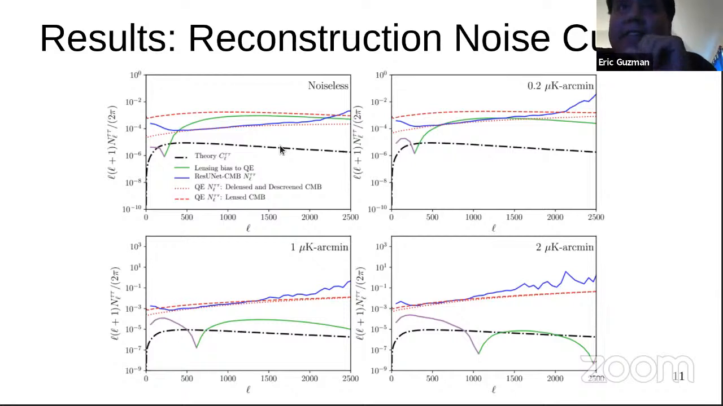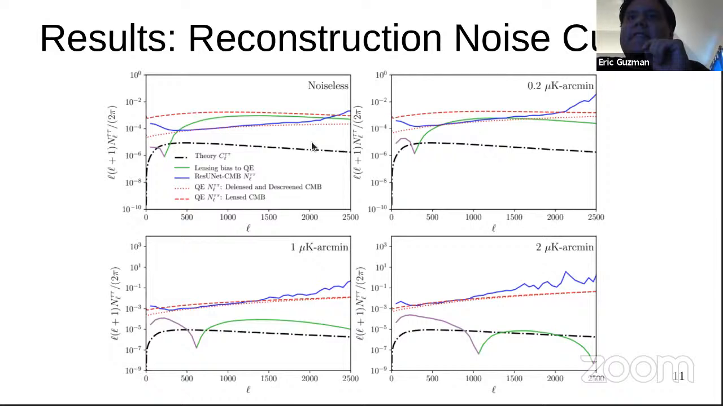And so the big thing to note is the ResUnet CMB reconstruction noise is below the dashed line, which is the quadratic estimator noise using lensed CMB only. So no delensing was done at all. And so we already do better than that for a good portion at the lowest noise, and then for a moderately important L range for the higher noise levels.